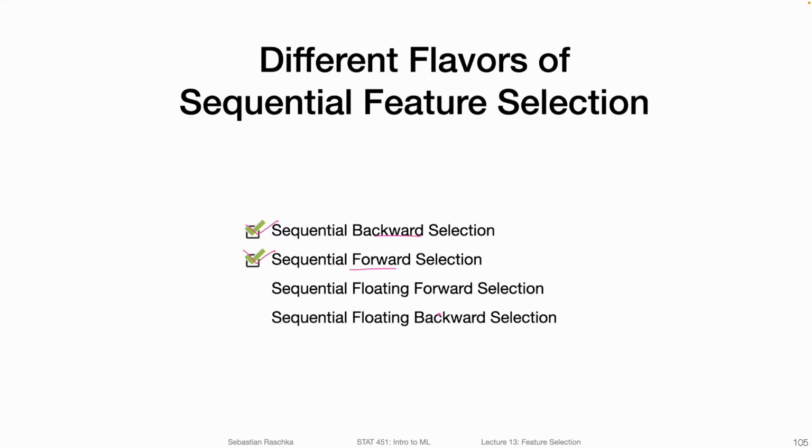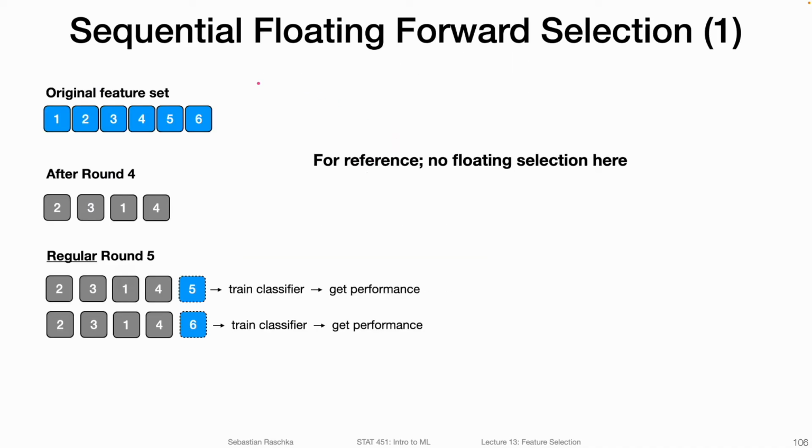But also in this plot, or based on the title of the paper that I've shown you, there are also 2 more things. One is called sequential floating forward selection, and one is called sequential floating backward selection. So what are those? All right, let's now make sense out of sequential floating forward selection. Sequential floating forward selection is very similar to regular forward selection, except that there is an optional or additional floating step. And before I show you this optional floating step, let me, for reference, show you the regular sequential forward selection.